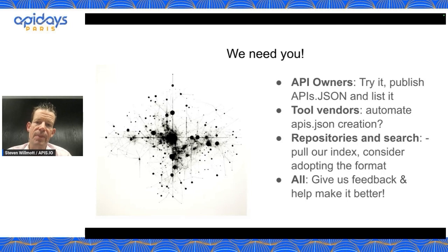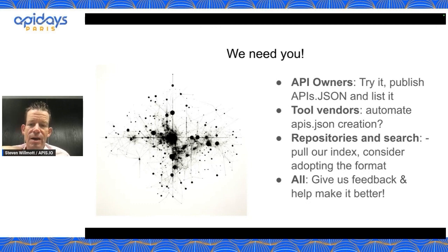There's also a page, which I didn't show in the demo, where you can put in your API data and it will generate an APIs.json for you, so it should be really easy. You can then list it in the search engine, and it'll be part of the index. Tool vendors, we would love to see more tools that create APIs.json by themselves, maybe from the build process for APIs. And then repositories that are out there already, that are already trying to index this data, we would love for them to also look at maybe benefiting from the data.